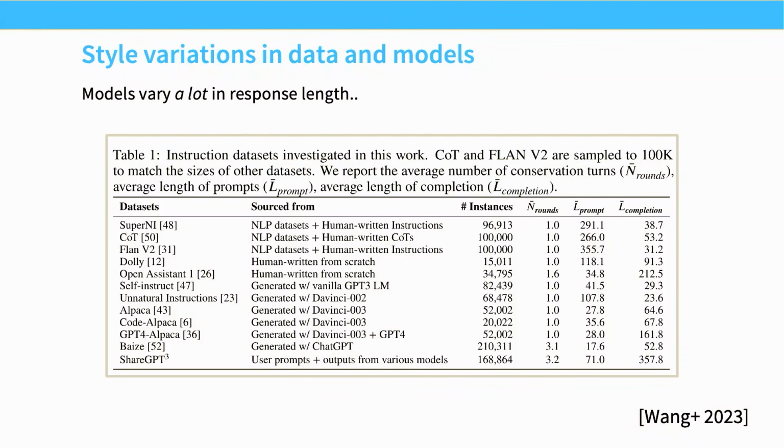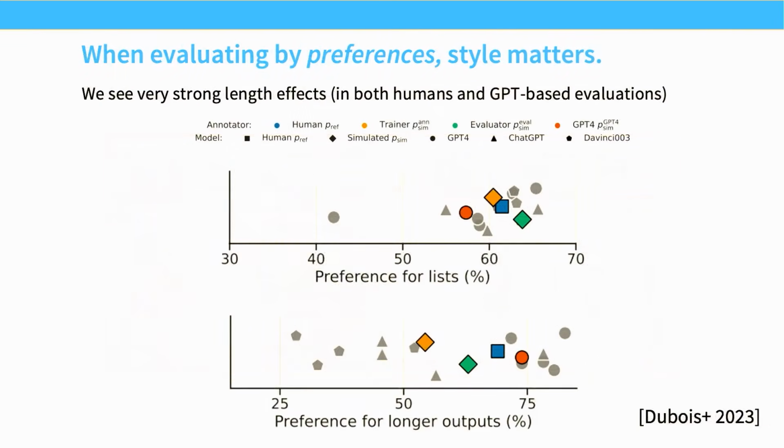And one thing I want to highlight is that length, and style variation in general, is a very, very big part of this post-training process. People say Claude has a different tone than ChatGPT, ChatGPT is too chatty, and so on and so forth. All of these are conscious decisions that are made by the data collection folks. And we also see very wide variation in the length of the responses if you look at the data sets.